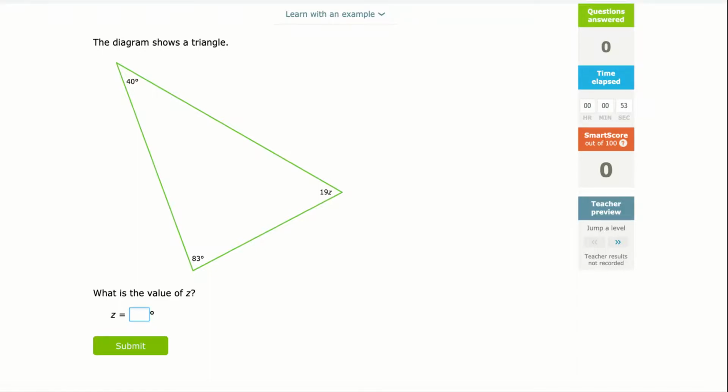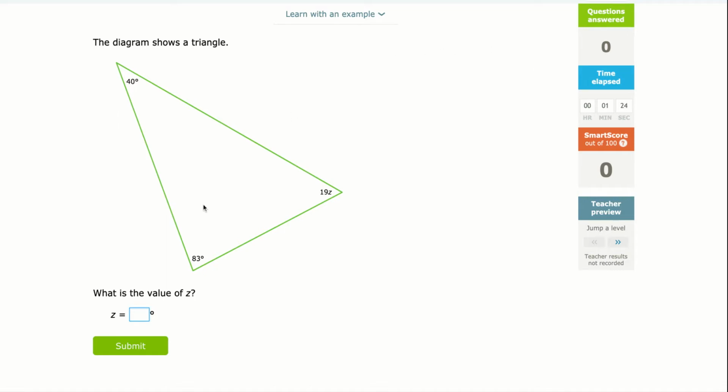Welcome. This lesson is just like the last two that we've had, where you're trying to find a value in a triangle. Now, be careful though, it's not asking for the actual angle measure like it has in the past two lessons. It's asking for the value of z. The angle measure is 19z, whatever z is. But we actually want to know what that value of z is, which we don't know. But we do know all three angles must add up to 180.